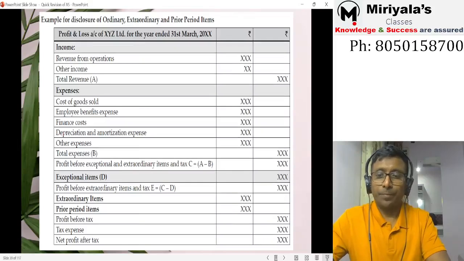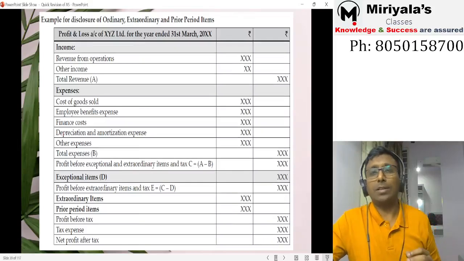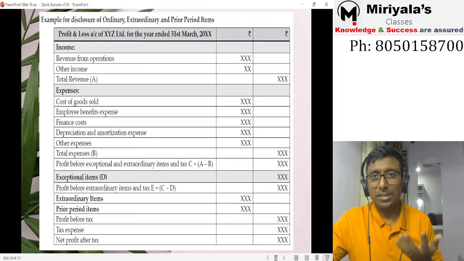Hope you got it. Okay, yeah. Let's go to now Accounting Standard 9 and Accounting Standard 7, which is like revenue recognition related.